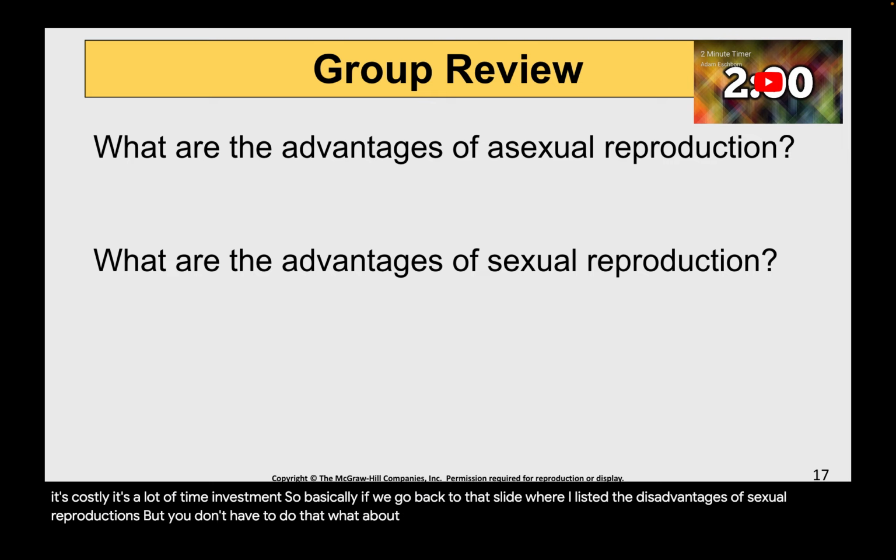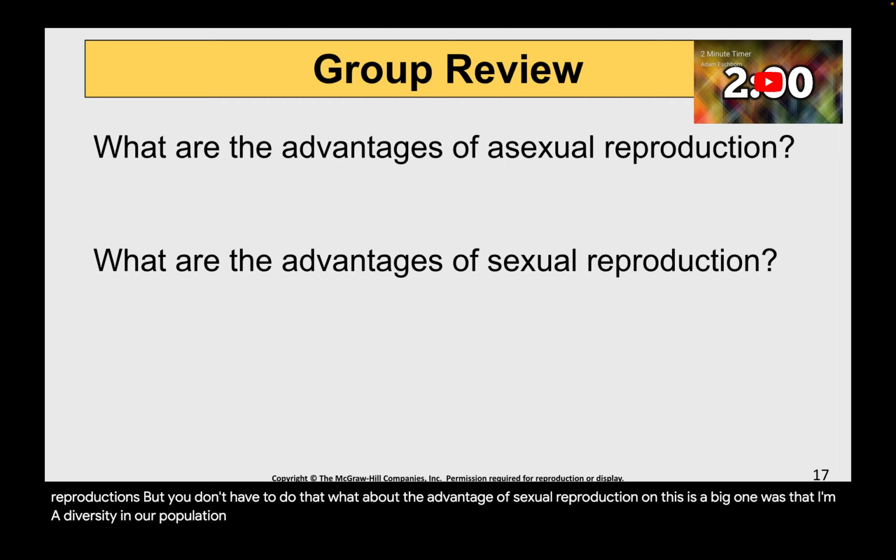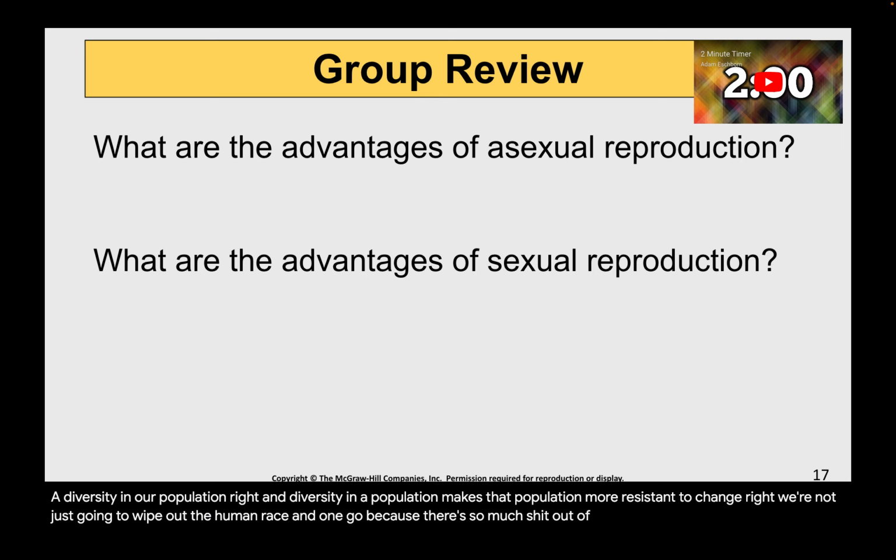What about the advantage of sexual reproduction? And this is a big one. What was that? Genetic variation. Genetic variation, yes, it's huge. We're getting genetic variation. We're increasing the diversity in our population, right? And diversity in a population makes that population more resistant to change, right? We're not just going to wipe out the human race in one go because there's so much genetic variation.